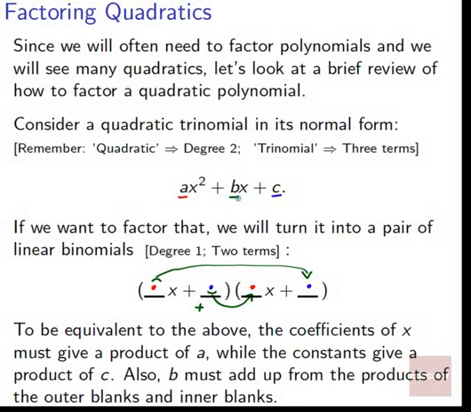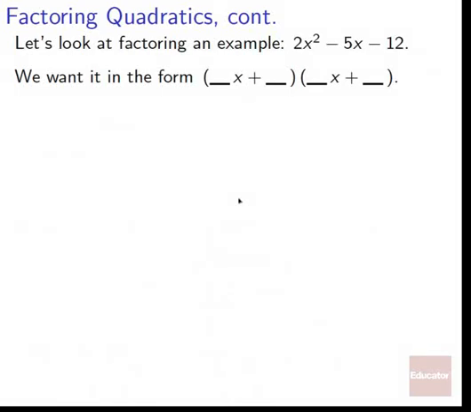So the b has to add up from the products of the outer blanks and the inner blanks. The a has to come from the first blanks, and the c has to come from the last blanks. Don't worry about memorizing this, though, just a sense of what's going on in practice. Let's look at an example.